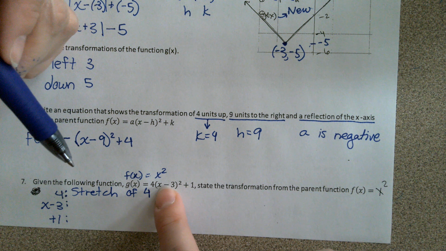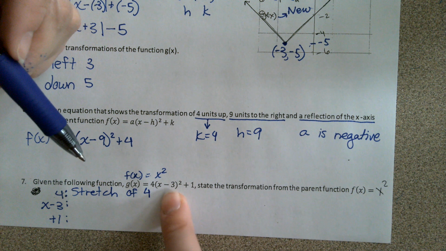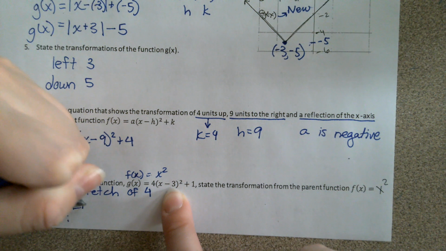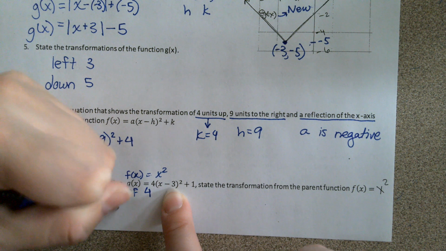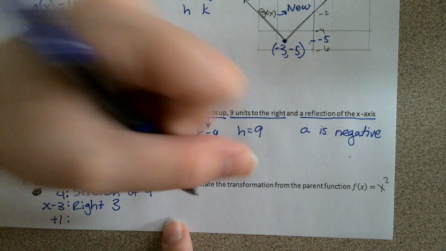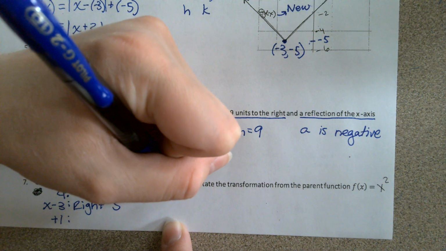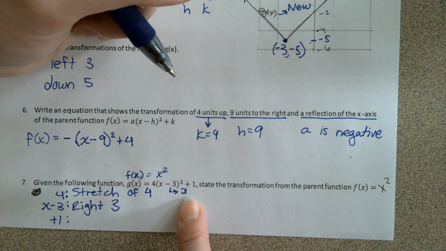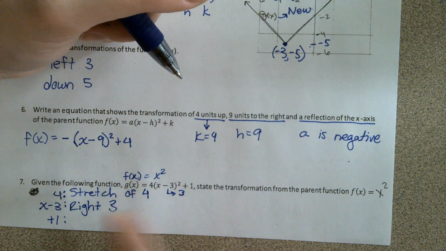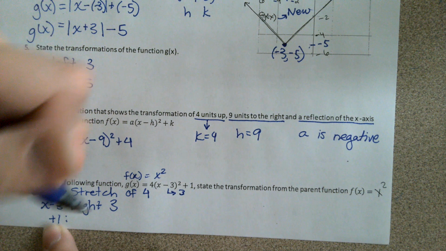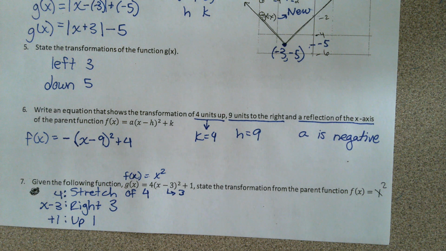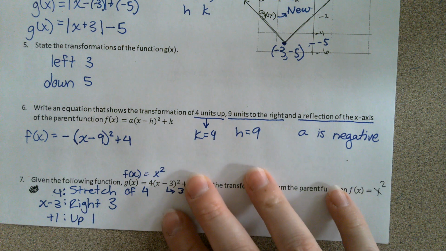X minus 3, this is a left or right movement. Since this looks like a negative 3, we understand that this is a right 3. Because we read this as a positive 3, the opposite of that sign. So if this is actually a positive 3, that means we move right 3. And then plus 1, we read exactly as it says, that's up 1. And that's it. Back page.